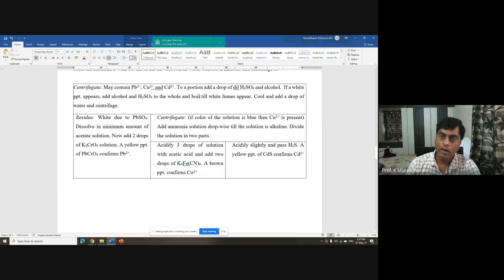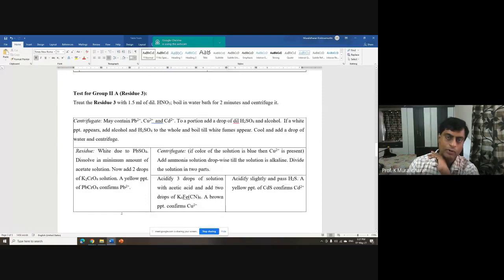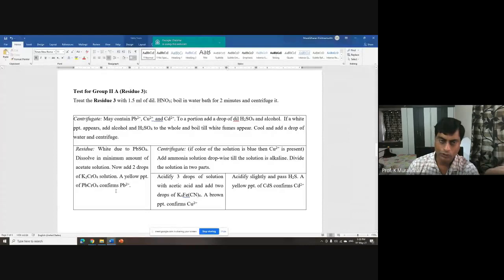Cool, add a drop of water and centrifuge. If after adding sulfuric acid and alcohol you are still getting precipitate, you get the lead, and you continue the same lead procedure like here to confirm the lead. If you have done clear separation in the first group, you will not have this problem, so you will go straight to this one. But it is always better to confirm one more time by adding a little dilute sulfuric acid and alcohol to see whether precipitate is happening or not. Otherwise, you will get a clear solution here.